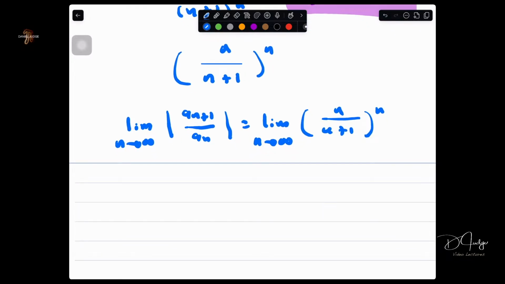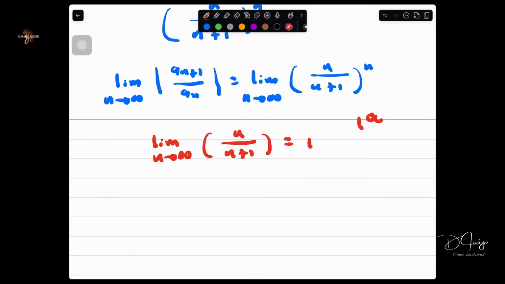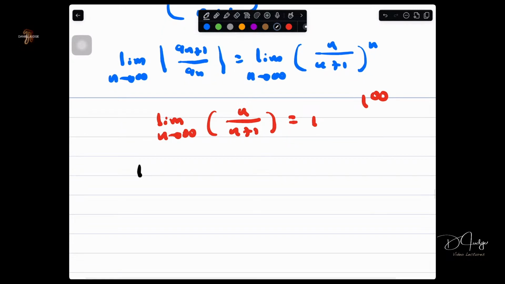Now, this is going to turn out to be 1. Here's what I'm saying. The limit as n goes to infinity of n over n plus 1 is 1. So you're looking at 1 to the infinity power here. Now, if we go back to calculus, looking at this particular limit, x over x plus 1 to the x power, this is where we have an indeterminate power.